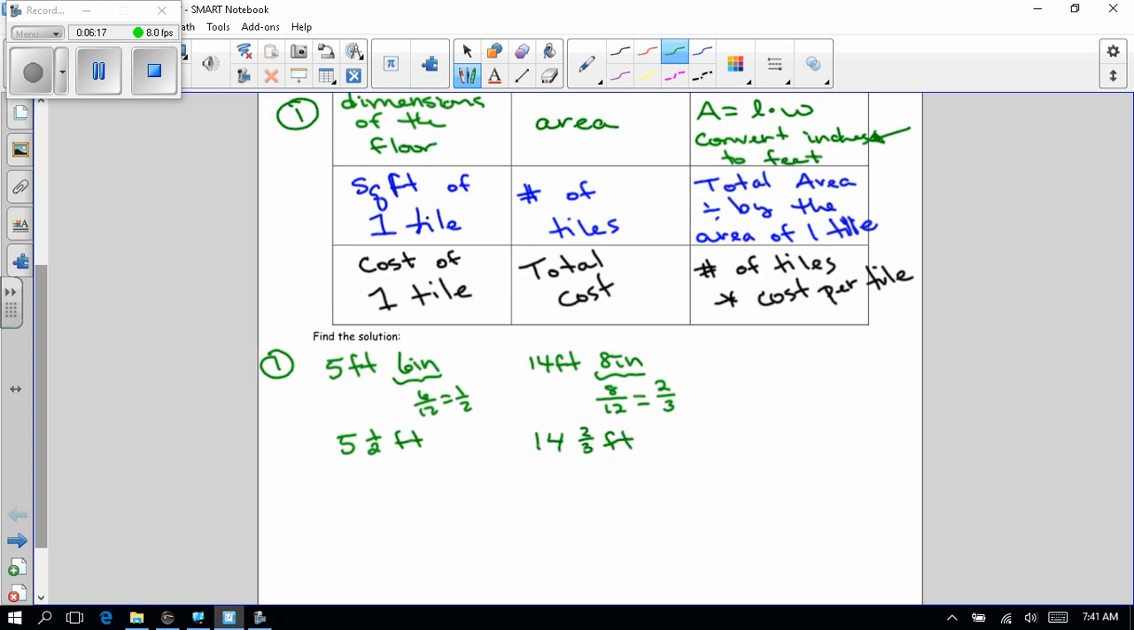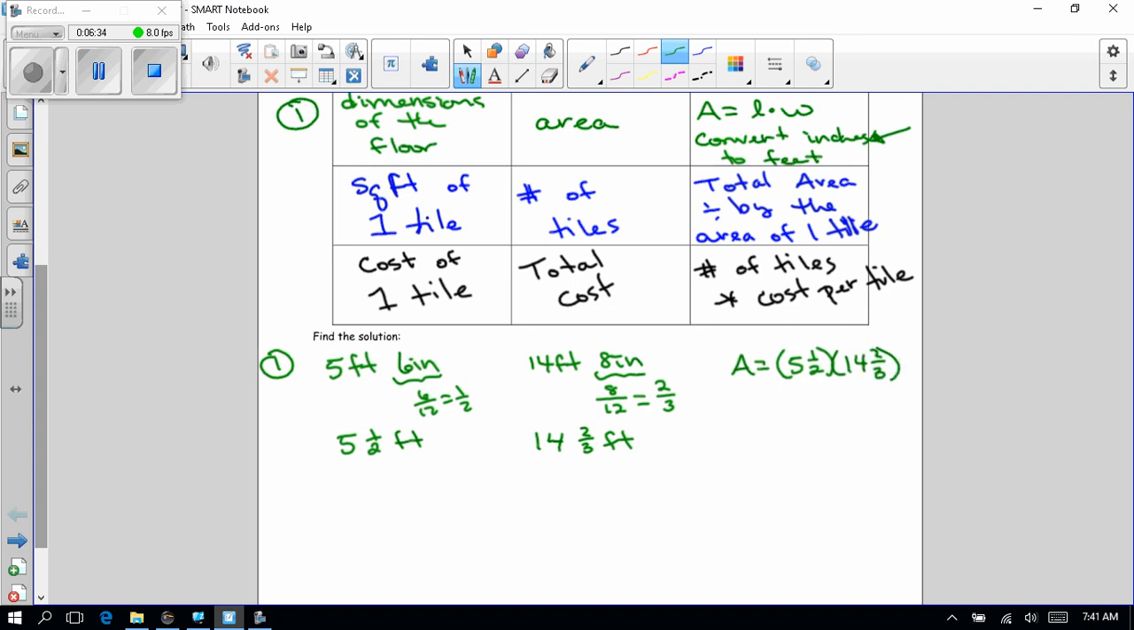Now, go back up to the top. I've done all my converting, but I have to find the area now. Area is length times width. So I'm going to take my 2 dimensions that I just converted. I'm going to take 5 1/2 and multiply it by 14 2/3.